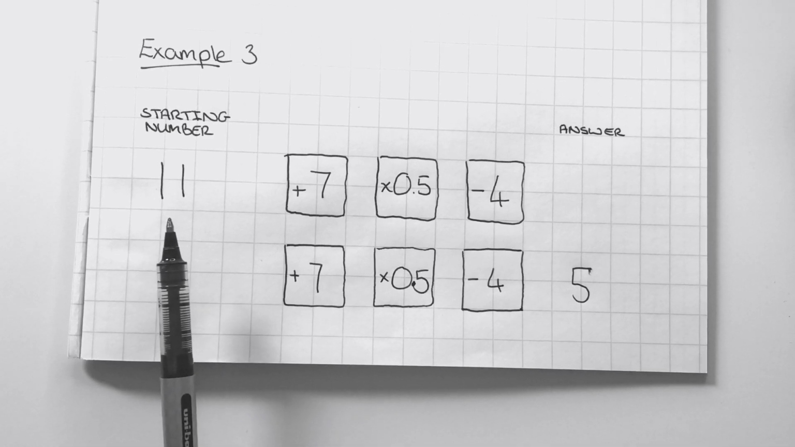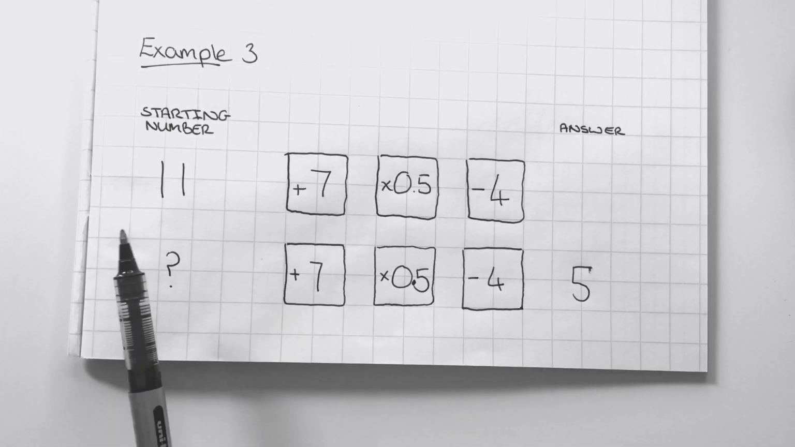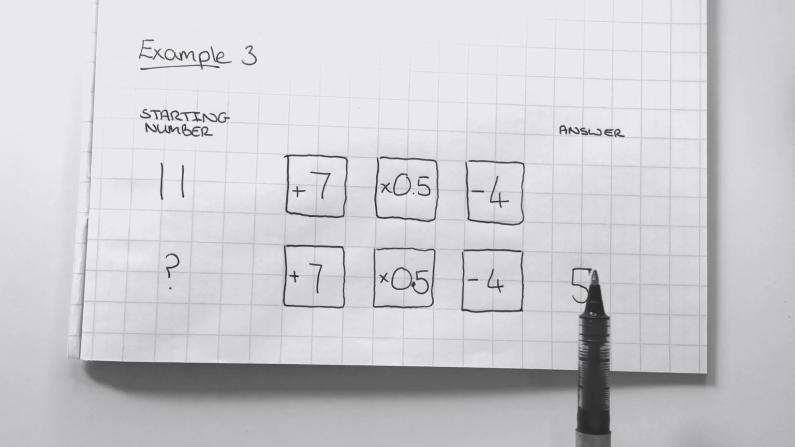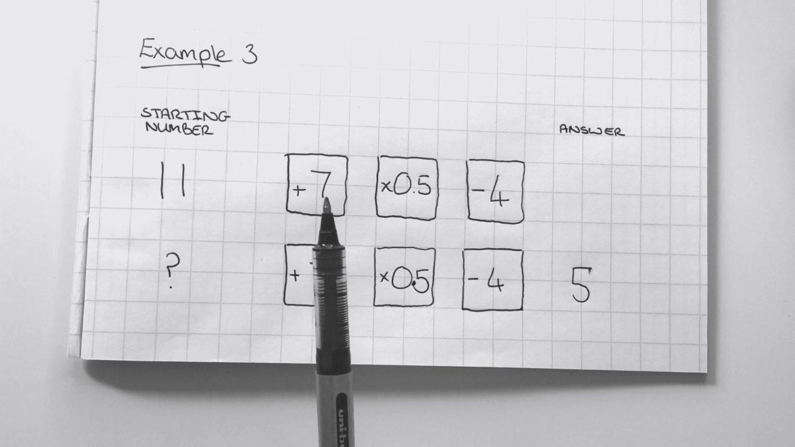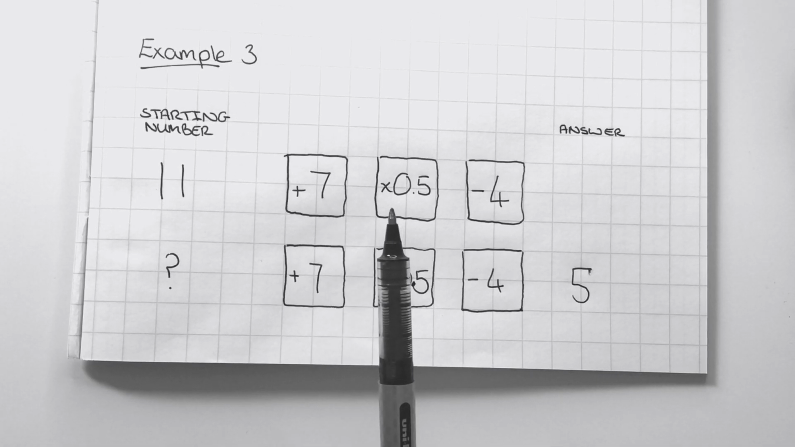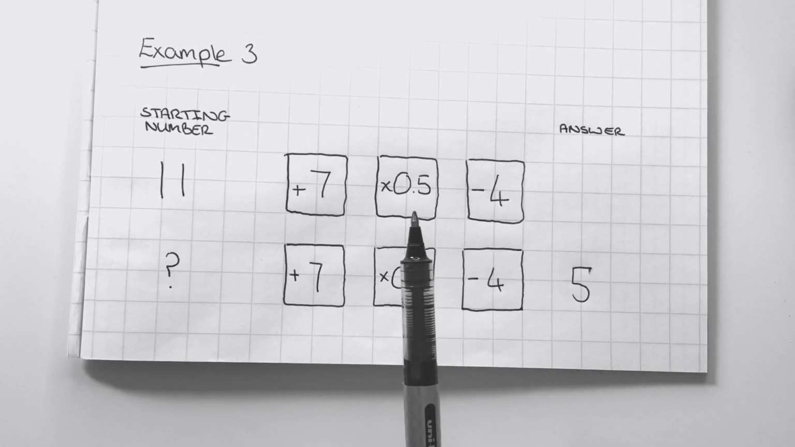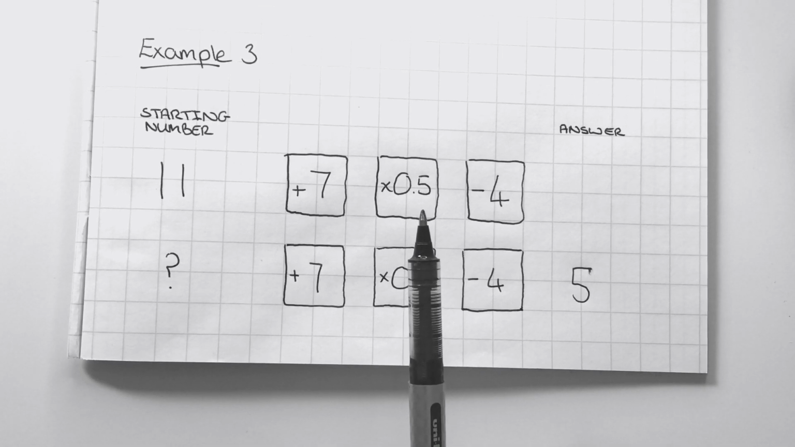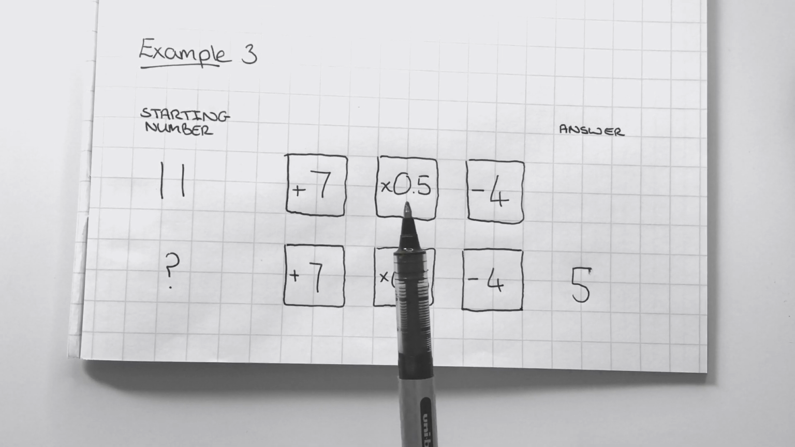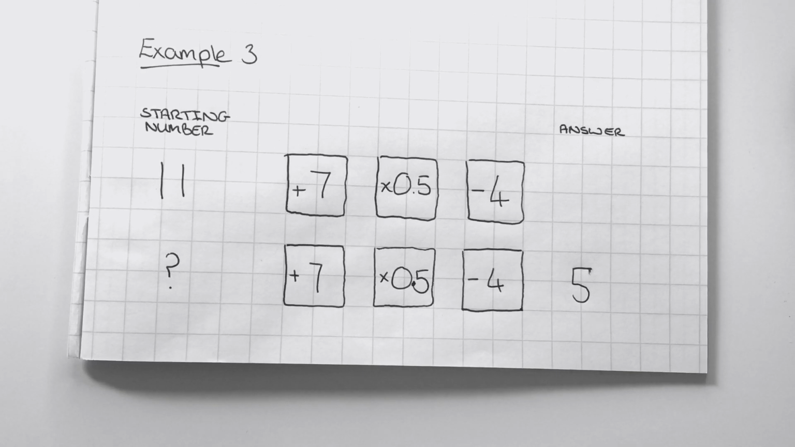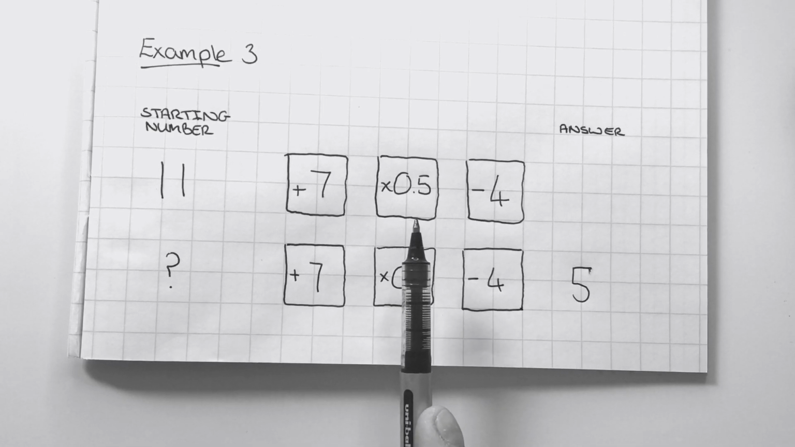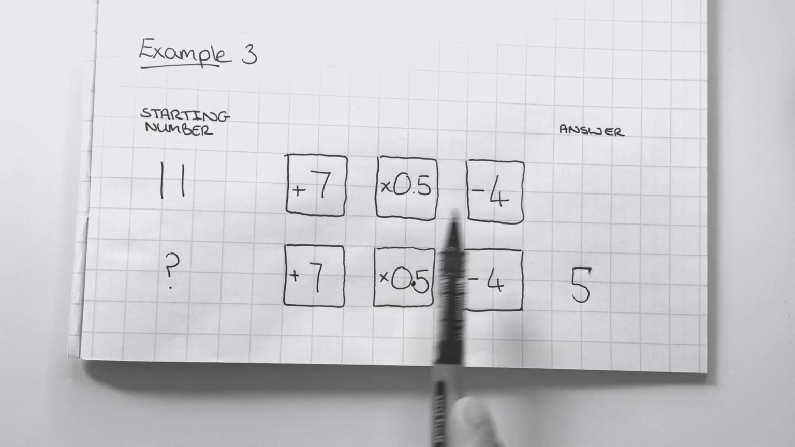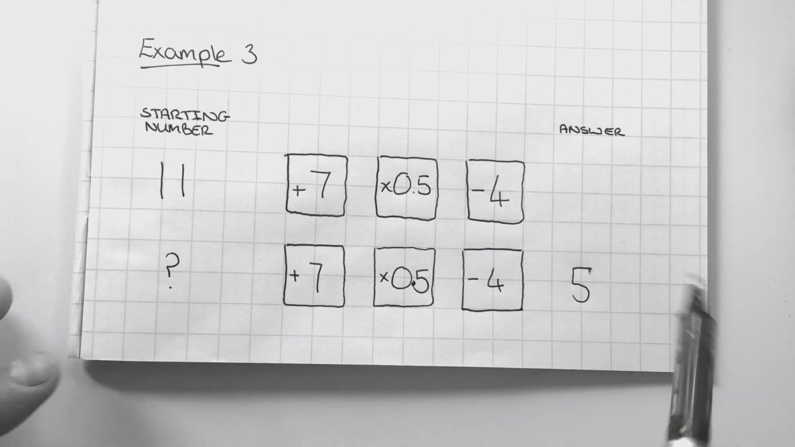Our starting number is 11, okay? And the first thing we're going to do as we head through our function machine, our flow diagram, to the end: 11 plus 7 is 18, no problems there. Now we're multiplying by 0.5. If you've done your work on decimal fractions, you'll know that when you multiply by 0.5, you're multiplying by a half, which means you halve that number. So 18 multiplied by 0.5 gives you 9. 9 take away 4 gives you 5.